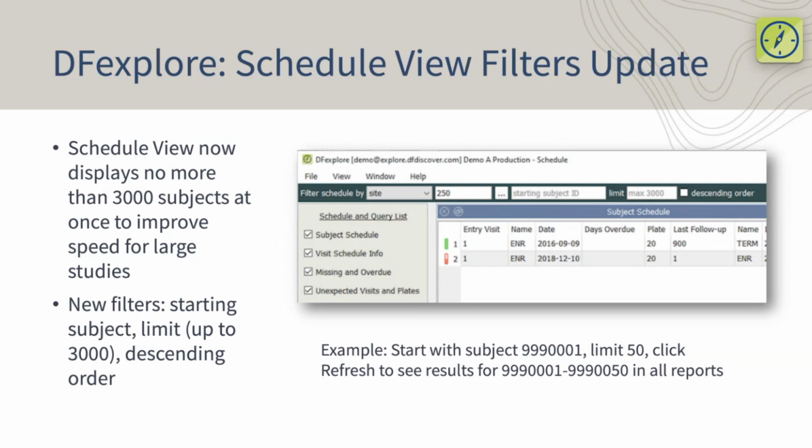The schedule view has an update to the filters. We also now display no more than 3,000 subjects at once to improve the speed for larger studies. In the filters, you can put a starting subject and a limit up to 3,000 of how many you want to see in descending order. So for example, if you want to start with subject 1 and then limit 50 subjects, it will give you the subjects 1 through 50 in all the reports.